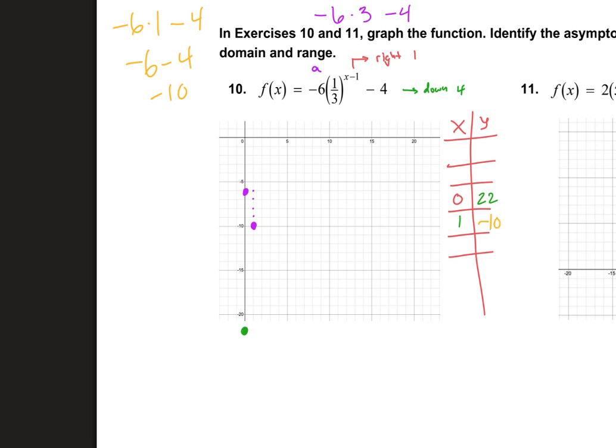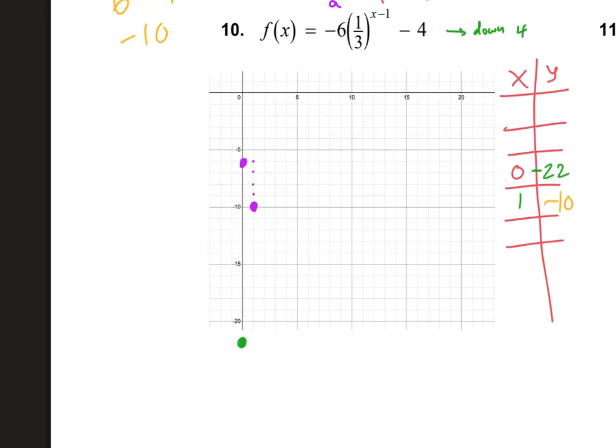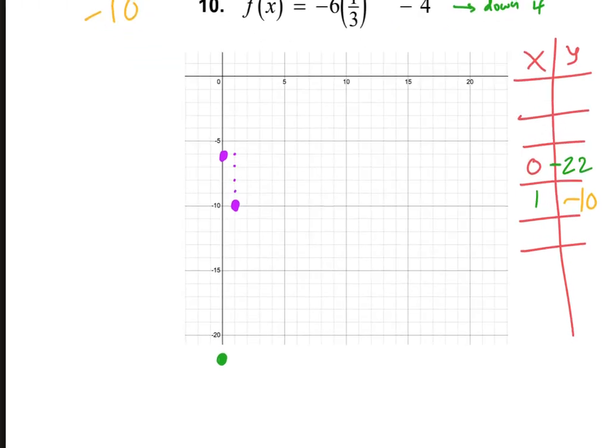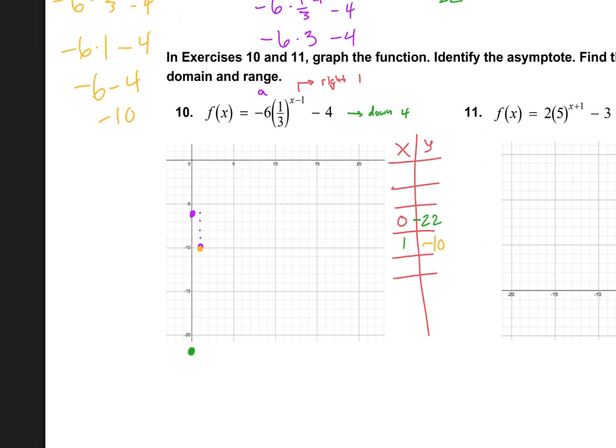So check it out. Oh, by the way, I forgot my negative here. -22. So check it out. When x is 1, here's 1, right? What did we say? We would go down to -10. Nailed it, right? So that's a little trick to starting your initial value: it would have been -6, but not anymore. It's moved right down 4, okay?